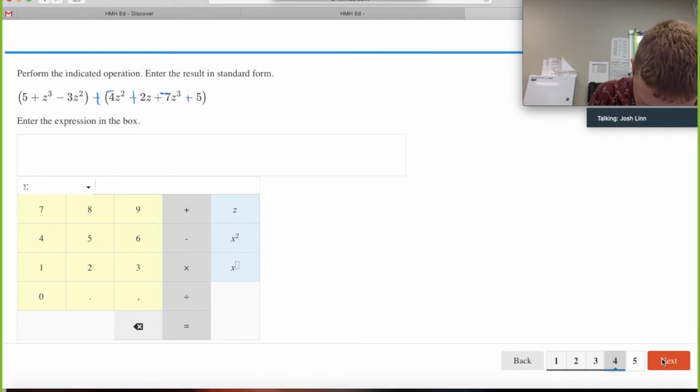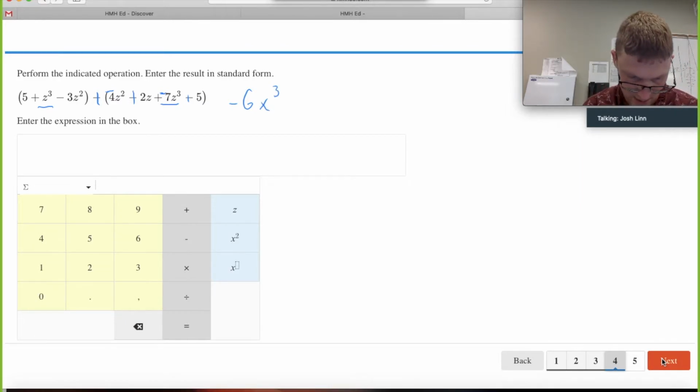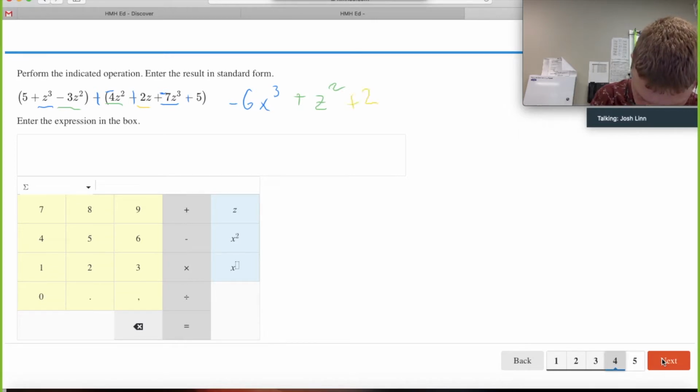So I see 2z to the power of 3, so that's negative 6z cubed. I see 2z squareds, so that's going to be plus z squared. I see 1z plus 2z, and I see 2 just regular numbers plus 10.